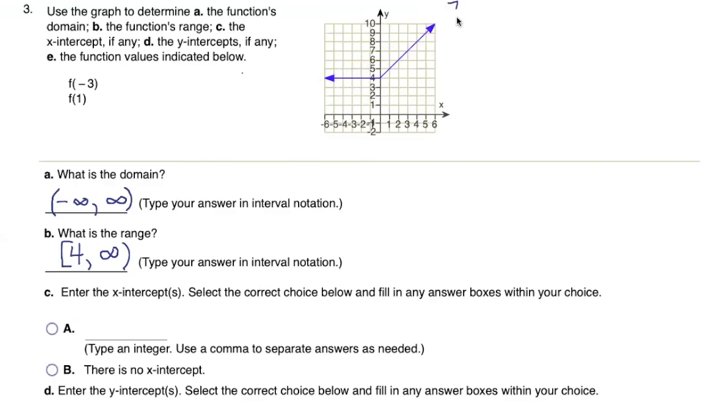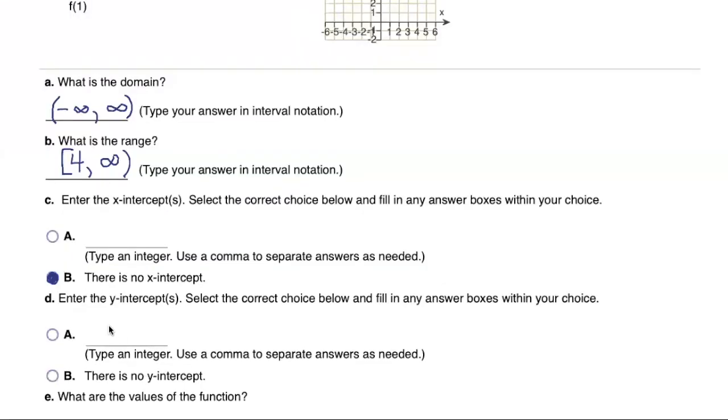The next thing that we are asked to find are the x-intercepts. So I scan along the x-axis. There's no blue there. The function always is up here and never crosses the x-axis. Therefore, choice B would be correct. There is no x-intercept. If I'm looking for the y-intercept, I'm looking along the y-axis. And yes, blue does cross the y-axis. In other words, the function crosses the y-axis at 4. So in this case, the intercept would be (0, 4).